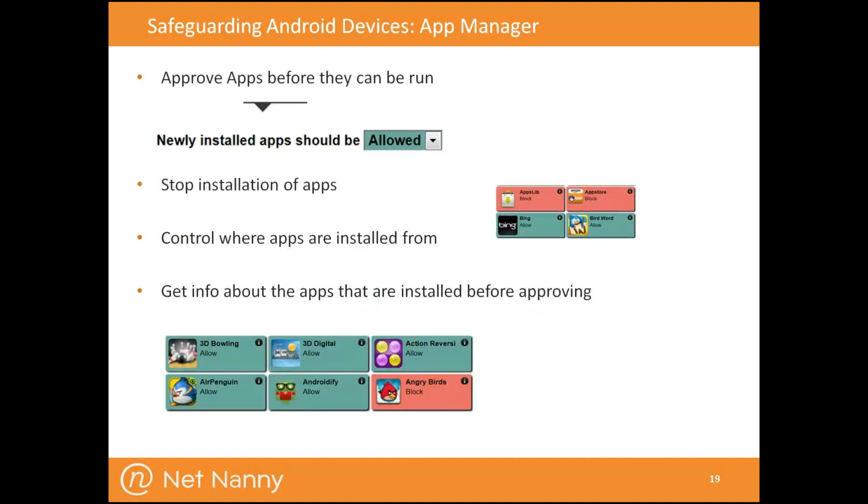Good app managers allow you to do things like block new apps or approve apps before they're allowed to run. Stop the installation of apps, control where applications can be installed from, and also get information about the apps that are on the device. Obviously, the key with this is it takes care of that issue with the content filtering web browser. If you put a content filtered web browser on there and you're not managing the apps, there's nothing to prevent someone from just going and getting a new application installed. And I'll talk a little bit about some of the other features that this allows you to do.